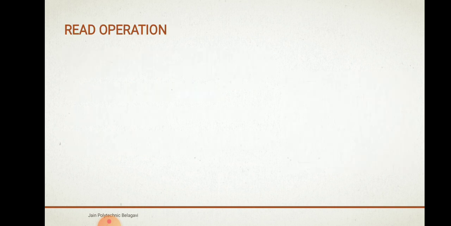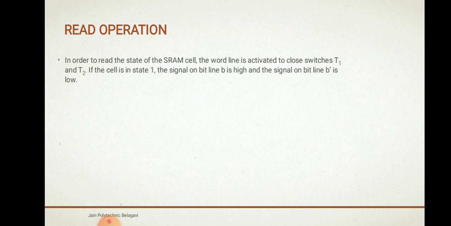Now let us see how the read operation is done in static memories. In order to read the state of the RAM cell, that is, if you want to read the data from the RAM cell, the word line is activated to close switches T1 and T2. Now suppose the cell is in state 1, that is, it is on, then the signal on bit line B will be high at the left side, and the signal on bit line B dash will be low, that is 1 and 0.